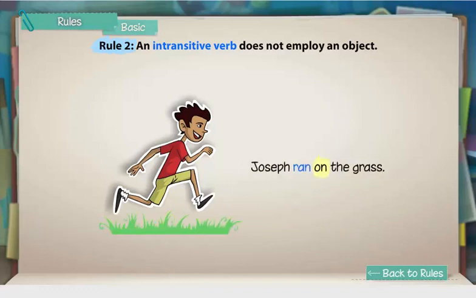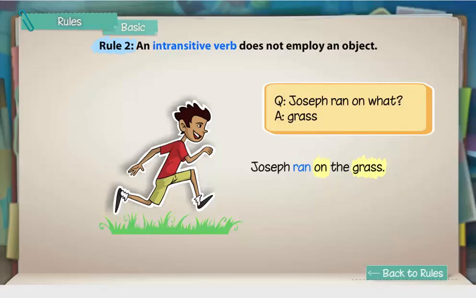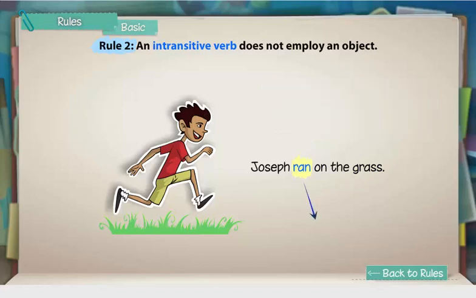Now, in this sentence, some may think that the noun grass is the object because if we ask the question, what did Joseph run on? We get the answer, grass. But that's not correct. We should ask the question, what, to the verb in the sentence. In this case, we do not get any answer. So the verb is an intransitive verb.